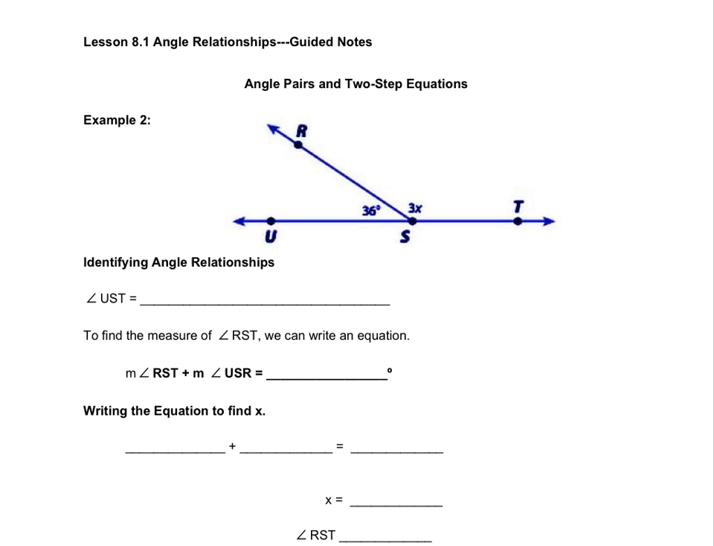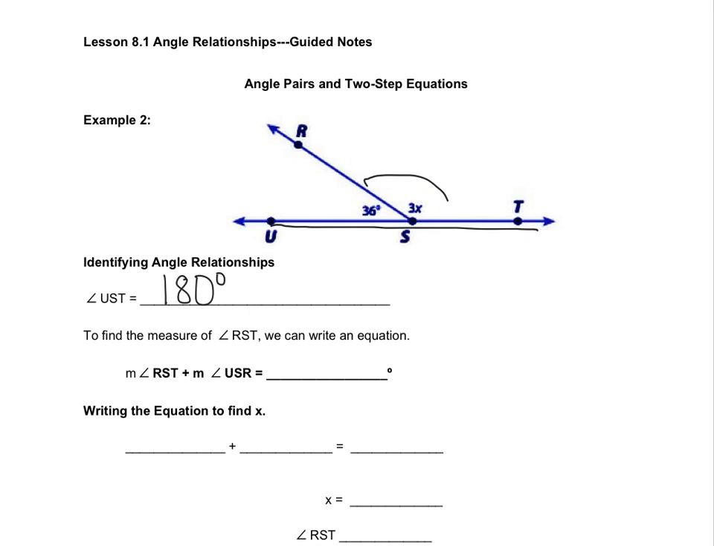And our second example in this video is how do we use these angle pairs to write a two-step equation. So we just finished writing a one-step equation. Now we're going to write a two-step equation, which can be used to help us find the measure of particular angles. So we have the angle UST, which here is this straight line. So a straight line has a measure of 180 degrees.